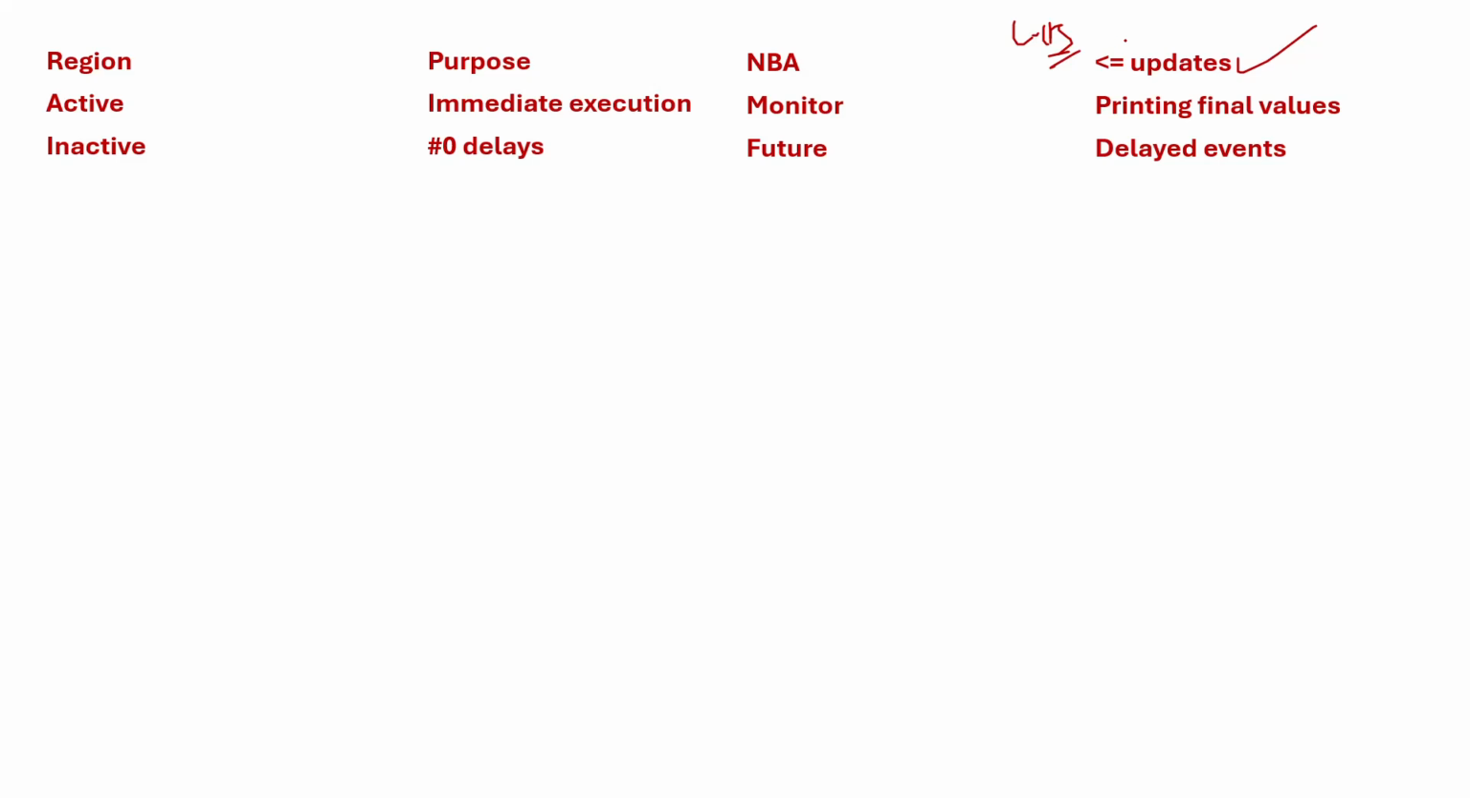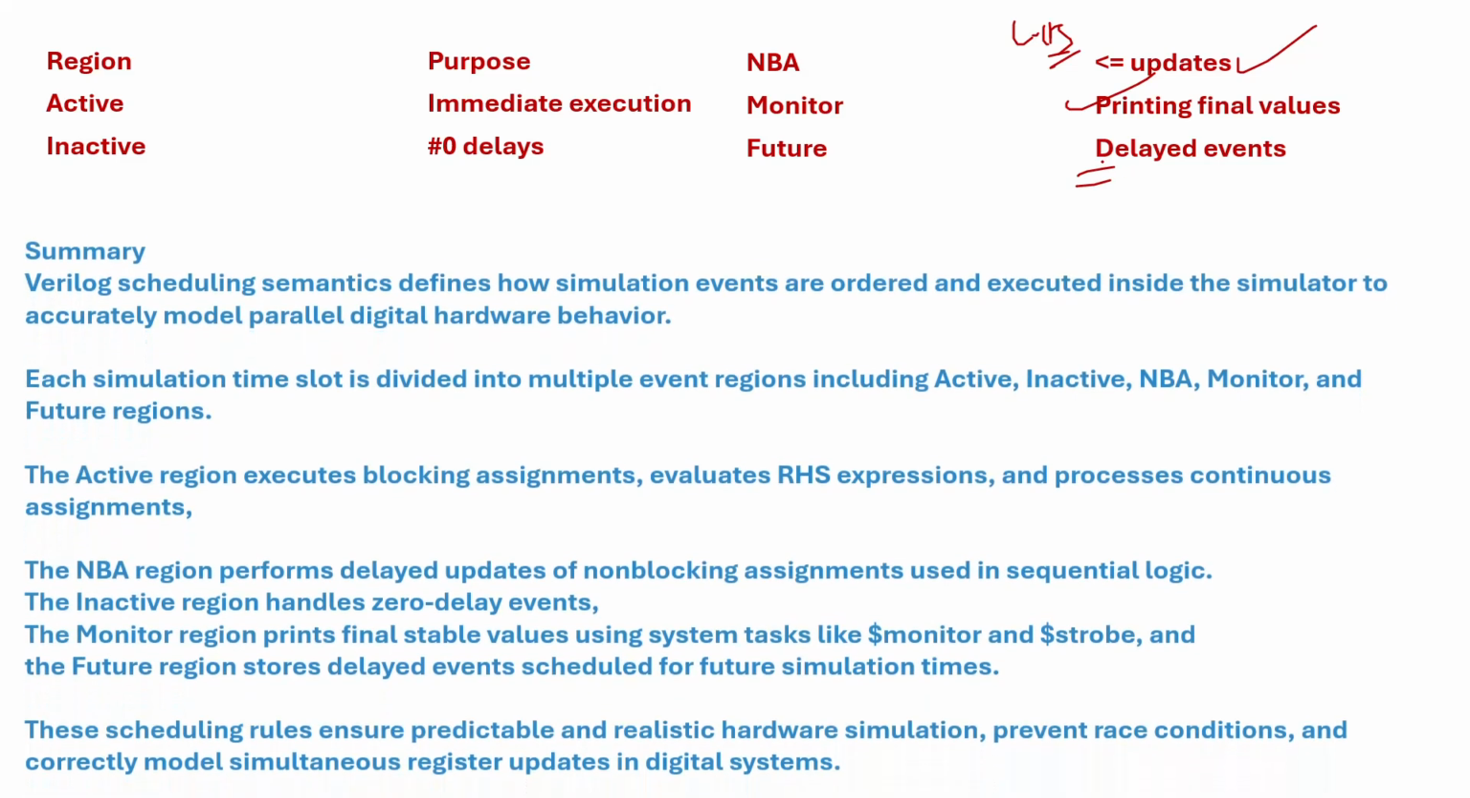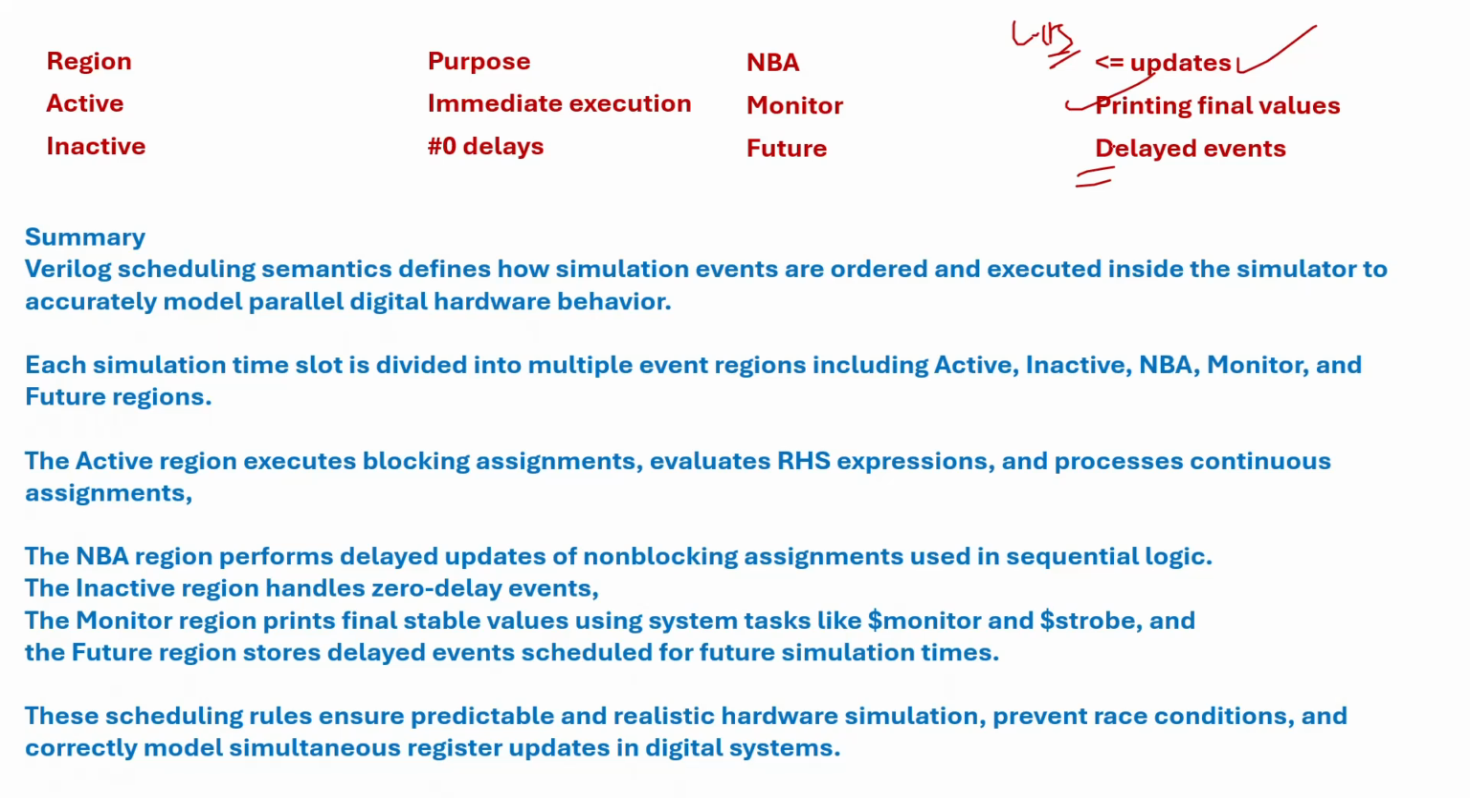So this is the reason. Active region is executed immediately. Inactive region, where some delays are there. NBA region, and the $monitor region, printing the final values. And the future region, with delayed values. In the NBA region, what is updated is the left-hand side of the less than or equal to assignment. Monitor region prints the final updated values. And the future region, where some delays are there, takes place. Okay, this is the summary. Just read this summary.